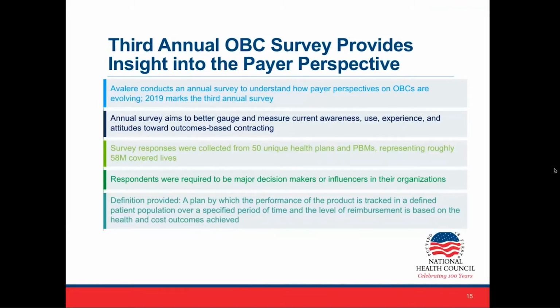We provided each respondent a uniform definition of an outcomes-based contract, which for the sake of apples-to-apples comparison, I'll cover briefly here, which is that an OBC is a plan by which the performance of the product is tracked in a defined patient population over a specified period of time, and the level of reimbursement is based on the health and cost outcomes achieved. With this definition, we can help ensure that we're looking at a fair comparison across all of the responses of all of the health plans that we spoke to.